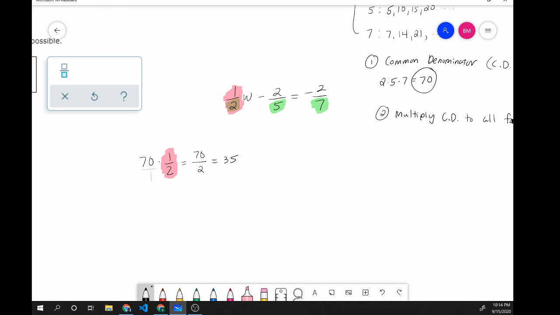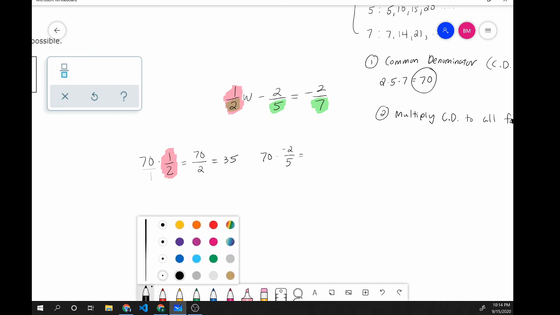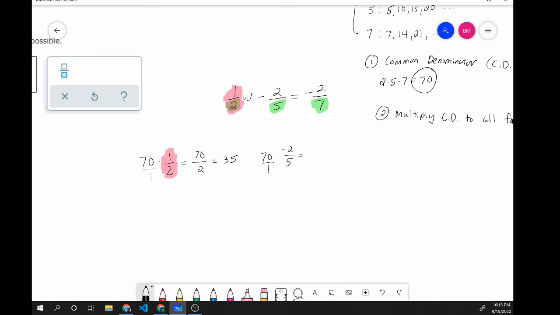There's that. Now let's take our 70 and we're going to multiply it by, and we'll take the negative with us, so negative 2/5. And again, we're going to put that over 1. So 70 times negative 2 is negative 140 divided by 1 times 5 is 5. And that should give us negative 28. Use my calculator. I'll call that orange.